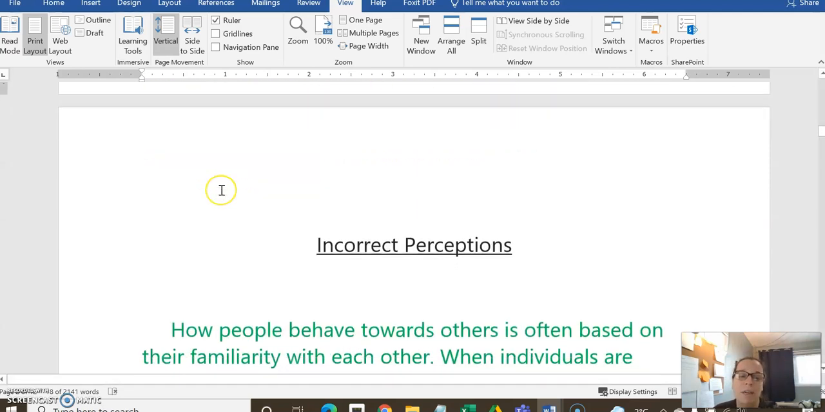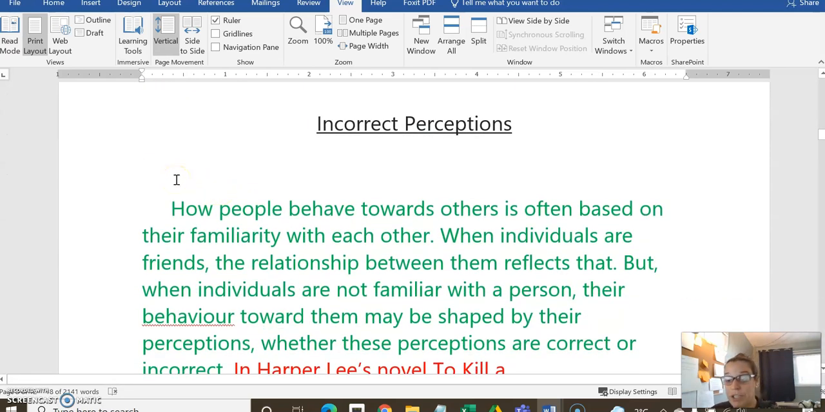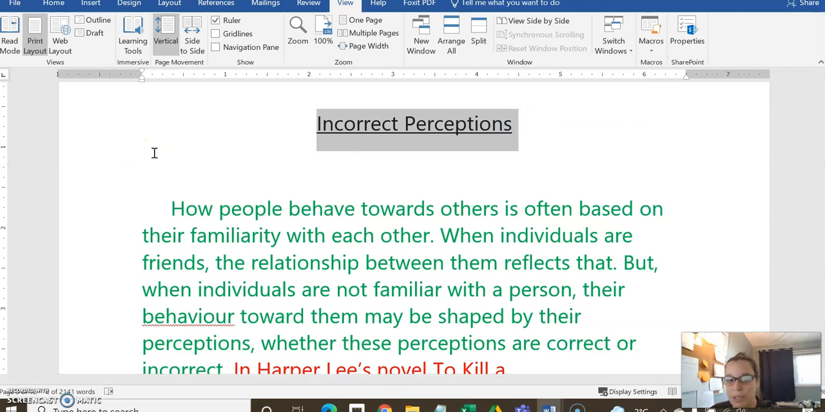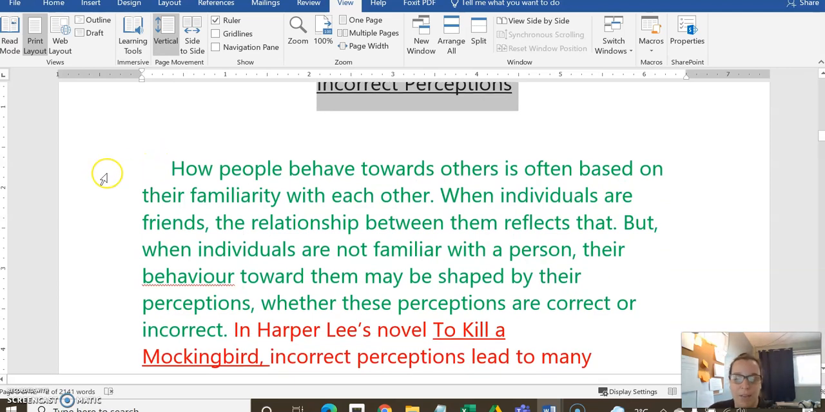So altogether, this is what an introductory paragraph might look like. So you'll notice there is a title here. This is a title that this writer created that had to do with what they were writing about, as well as with the topic question. And so it's their own creative idea of what a title is. But altogether, how people behave towards each other is often based on their familiarity with each other. When individuals are friends, the relationship between them reflects that. But when individuals are not familiar with a person, their behavior toward them may be shaped by their perceptions, whether these perceptions are correct or incorrect.